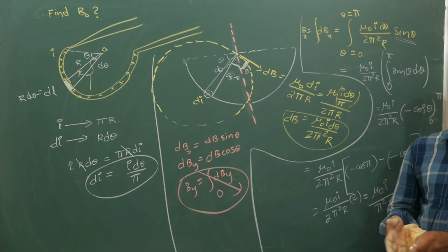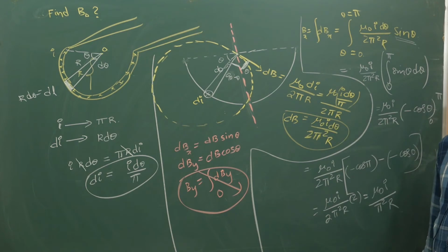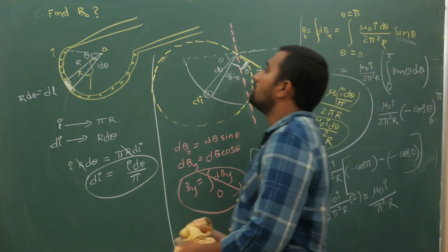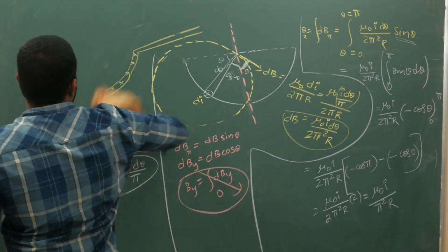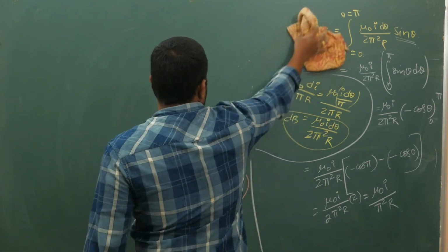Next we will enter into something important, that is your magnetic field on the axis of a solenoid, and then we will go to Ampere's law. Now, what is a solenoid? First I will discuss that, and then we will talk of the magnetic field on the axis of a solenoid.